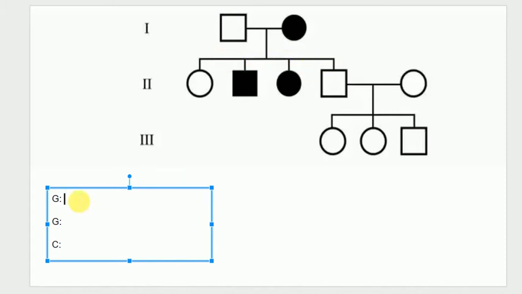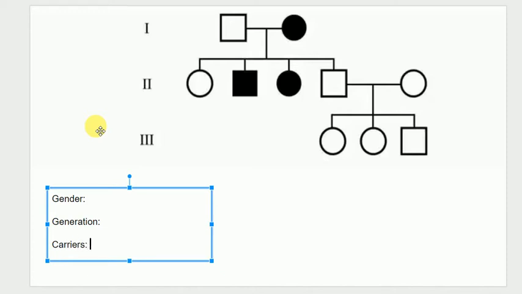The first step whenever you're solving a pedigree is, if you don't see your generations labeled, go ahead and label them. So we have 1, 2, and 3, so that we know how many generations we have. And then the next thing you want to do is make sure you do GGC. If you don't remember, GGC stands for gender, generation, and carriers.